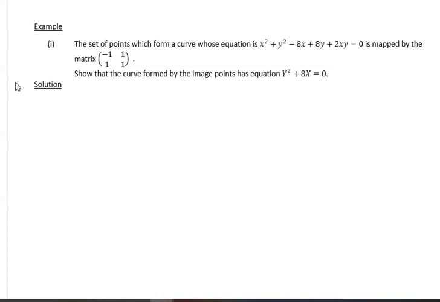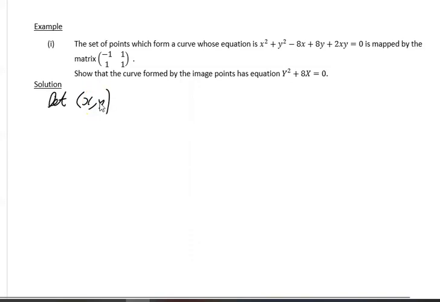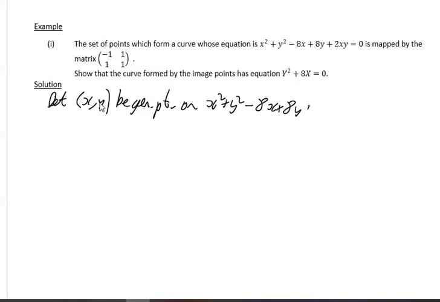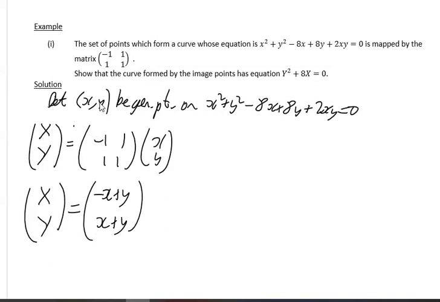So same idea. Again, we're just going to say let xy be the general point on x squared plus y squared minus 8x plus 8y plus 2xy equals 0. So we're just going to say big X, big Y is equal to minus 1, 1, 1, 1 times small x, small y. We're just going to multiply that out and see what we get. So that's now a column vector, minus x plus y and x plus y. We'll write that out again as the equation: big X is minus x plus y, and big Y is equal to x plus y.